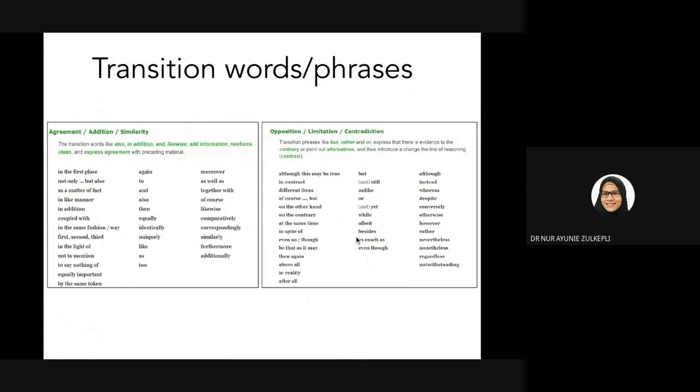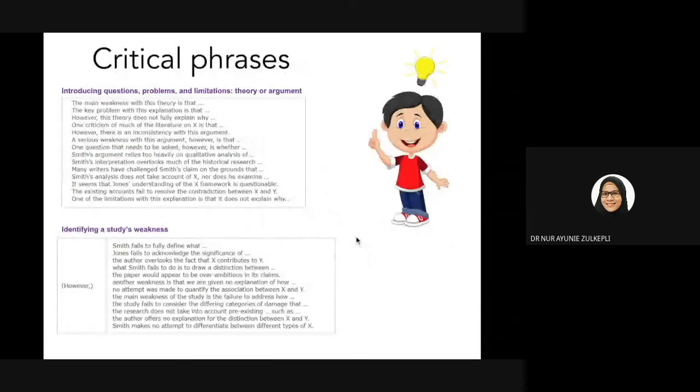Okay. And also you can use the critical phrases for introducing questions, problems, and limitations, also to address the theory or argument. So the main weakness with this theory is that what? However, there is inconsistency with this argument, and then explain what or why. Okay. The existing accounts fail to resolve the contradiction between X and Y, and then you discuss what is X, what is Y. This is to interconnect X and Y.